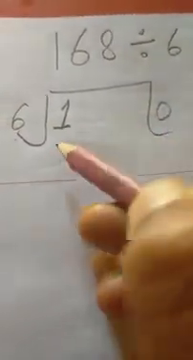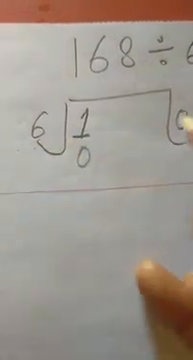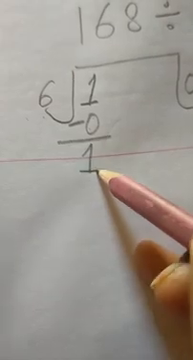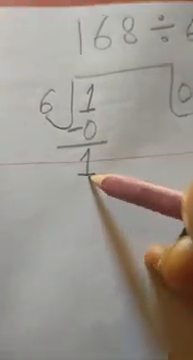Then the second step is multiplication. Now we will do multiplication. From the table we found that 0 can be written. So how will you write? 6 zeros the 0. Then our next step, multiplication we have done. Next step is subtraction. Now 1 minus 0, it will be 1 only.